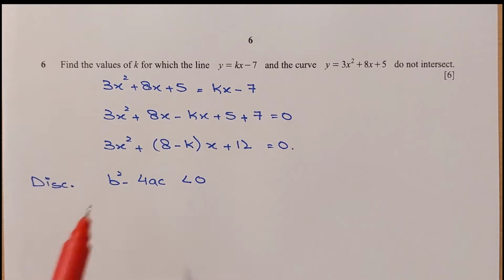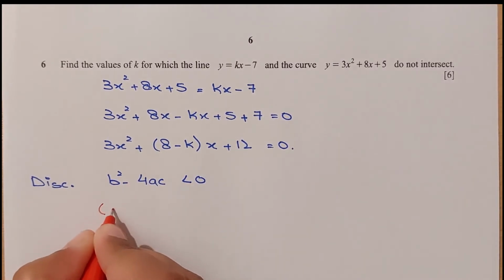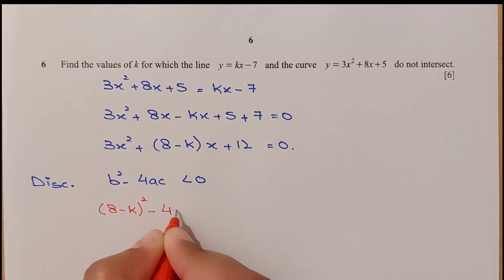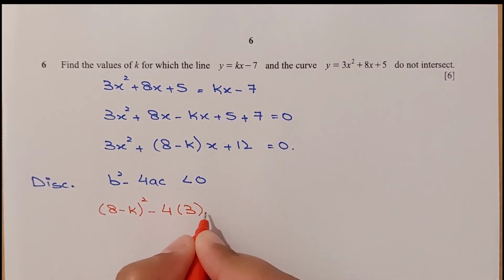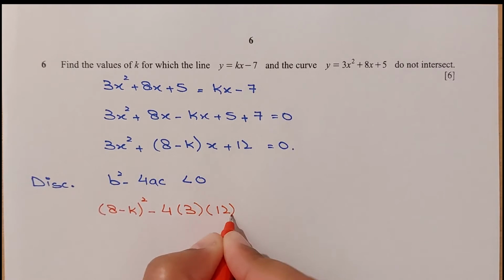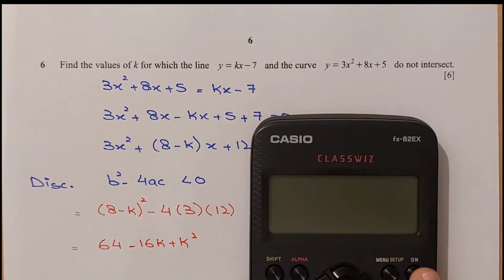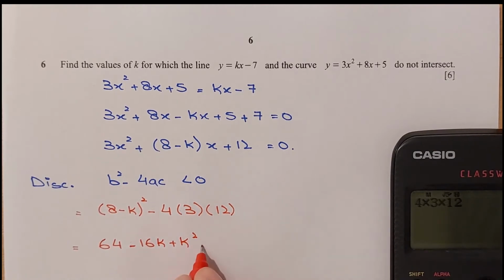Okay, now let me substitute the values. The b is 8 minus k, whole squared, minus 4, the a value is 3, and the c value is 12, right? Now let me simplify this. So this is 8 squared is 64 minus 2 times 8 is 16k plus k squared, and let me solve this. 4 times 3 times 12, this is minus 144.